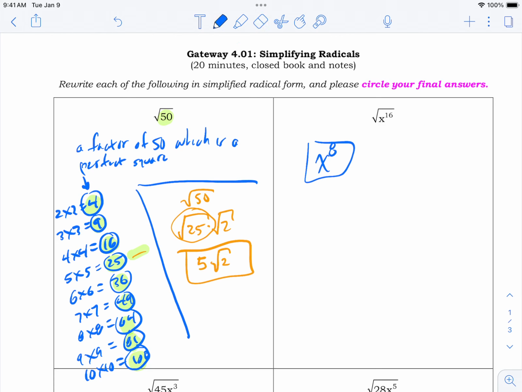Cool. Okay, so cut the exponent in half is what I want to say here. For a square root, you would cut the exponent in half. Half of 16 is 8. The answer is x to the 8th. I can prove it to you.